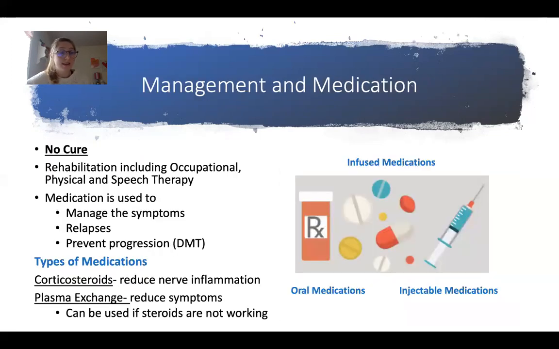Management and medication. There is no cure for MS, but you can do rehabilitation, including occupational, physical, and speech therapy, depending on the symptoms that are presented by that patient. Medication can also be used to manage the symptoms, the relapses, and prevention of the progression of the disease. Types of medications are corticosteroids, which reduce nerve inflammation, and plasma exchange, which also helps reduce symptoms and can be used if the steroids are shown not to be working in the patient. Different kinds of medications can be infused, oral, or injectable.